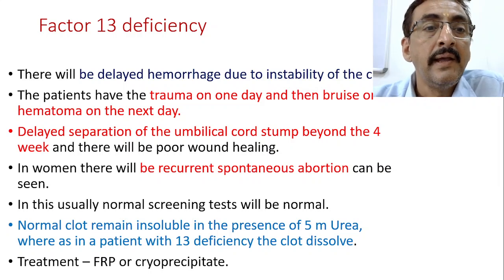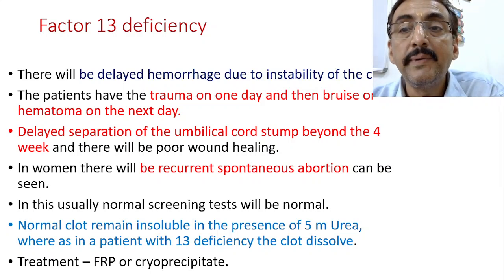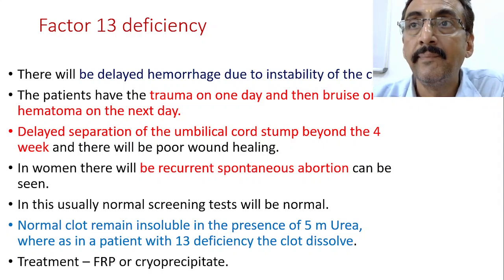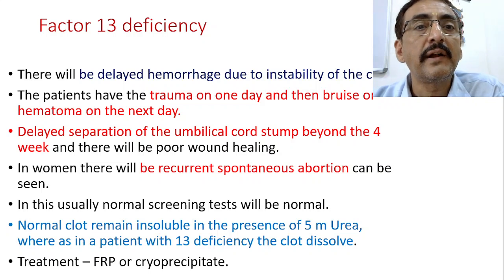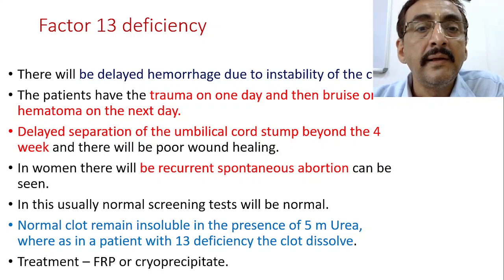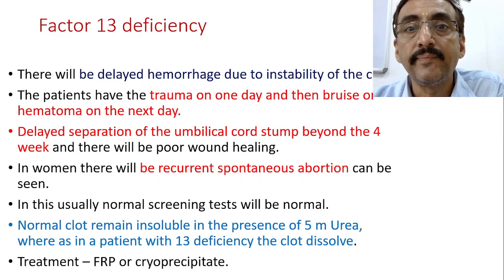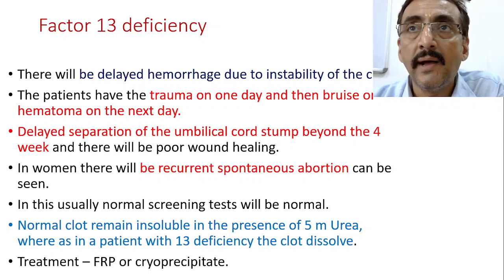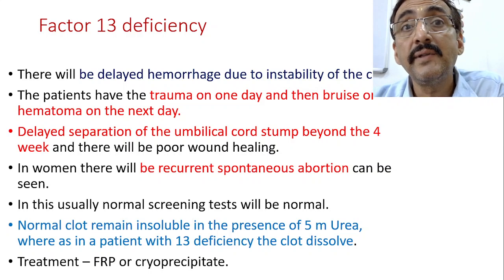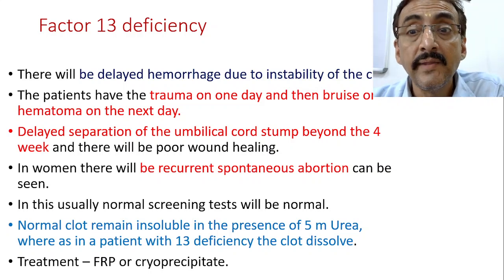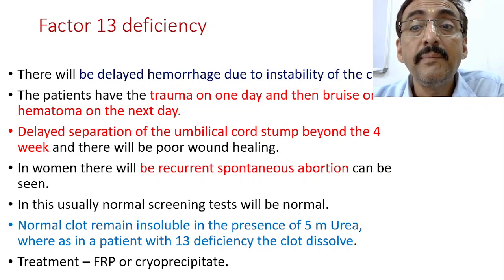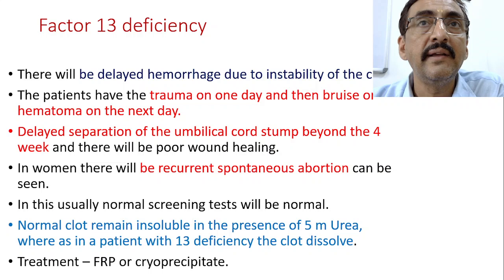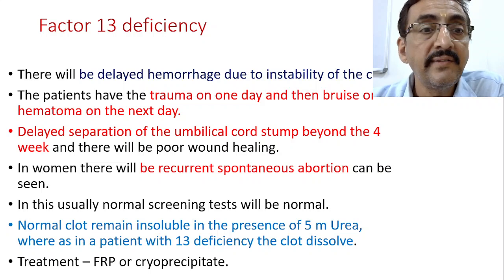There is also delayed separation of the umbilical cord stump beyond 4 weeks, and poor wound healing. If you want to diagnose factor 13 deficiency at the earliest, look for delayed separation of the umbilical cord stump. The cord usually separates by 7 days and is completely separated and dried up by 10 days, and the stump wound is also almost completely clear by 10 days. But if there is factor 13 deficiency, the separation of the umbilical cord from the stump itself is delayed, beyond 4 weeks or 28 days.